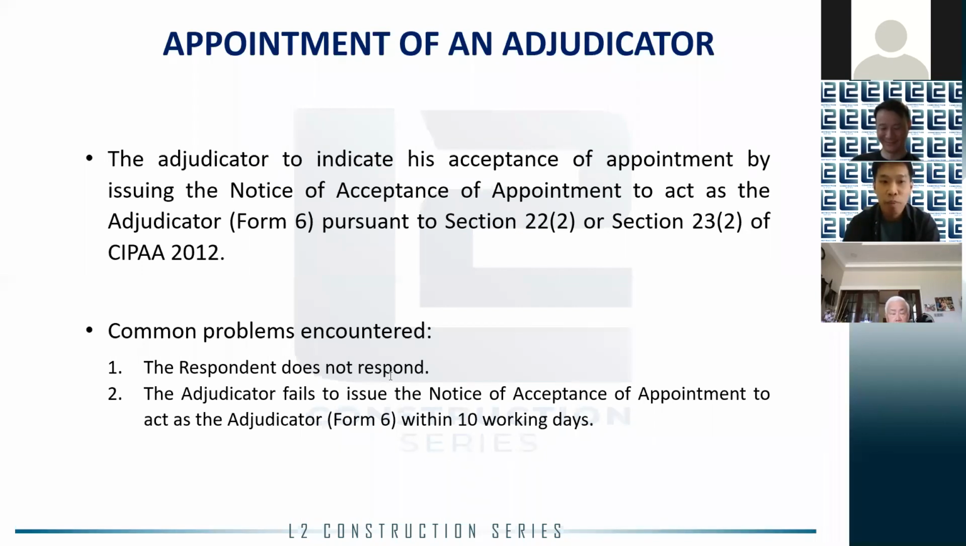For the second problem, however, this is a serious problem. If the adjudicator fails to issue a Form 6 within the period, his or her appointment is invalid. You will have to immediately inform AIAC case counsel, and most likely AIAC will require you to reissue a fresh Form 5 to repeat the appointment process.